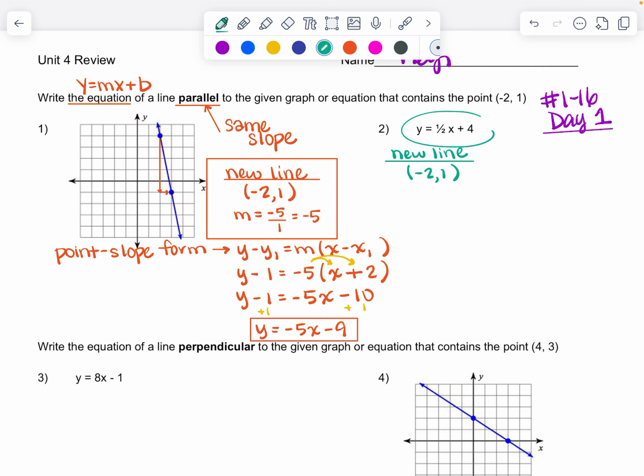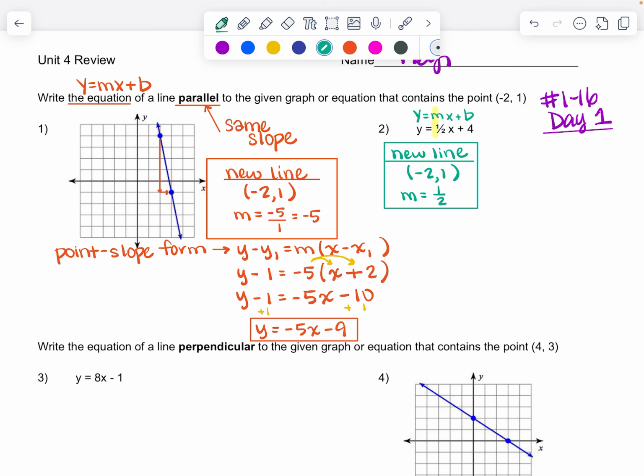So instead of giving you a graph, we actually gave you the equation. So remember, it's already written in y equals mx plus b form, which is awesome, which means our slope is 1/2. And our line needs to have the same slope because we're looking for a parallel line. So we also want to have a slope of 1/2.